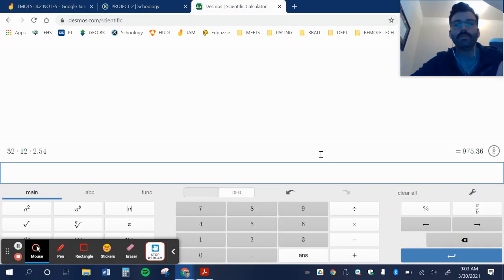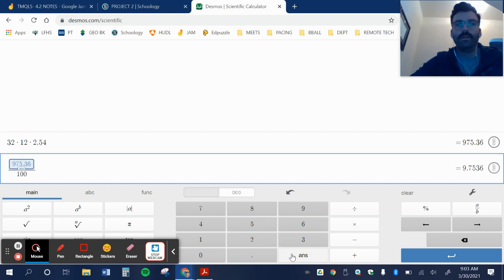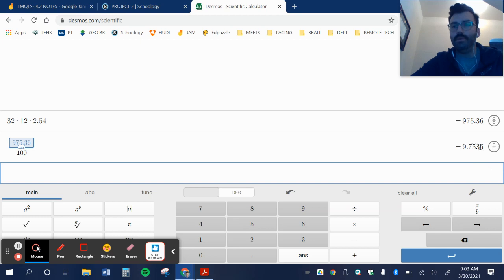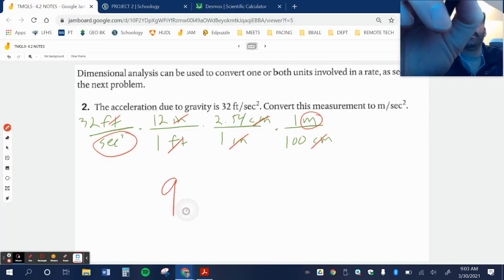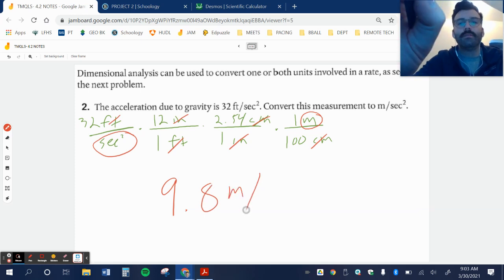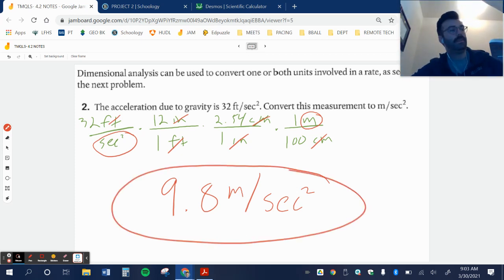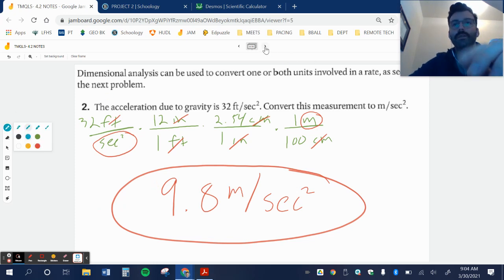All right, so I got 32 times 12 times 2.54. I got 975. And then I'm going to divide that answer. So answer divided by 100. Boom. And I get 9.75. I'm going to round that up to 9.8. I get 9.8 meters per second squared. I round it up, but the book will tell you when to round and how to round. So if you're confused about that part, don't really necessarily worry about how I knew to round it up.